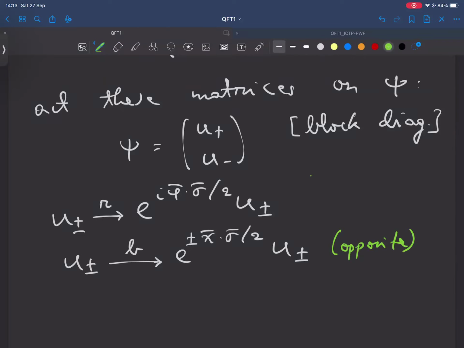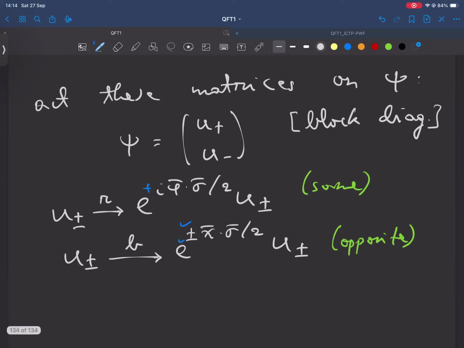So u plus and u minus: here they transform the same way, so they have the same sign, but here it depends on whether you are transforming u plus or u minus. And psi can be decomposed into two two-component objects. Remember, psi was a column vector with four components. So u plus will have two components and u minus will have two components. These u plus and u minus are what are called Weyl spinors.